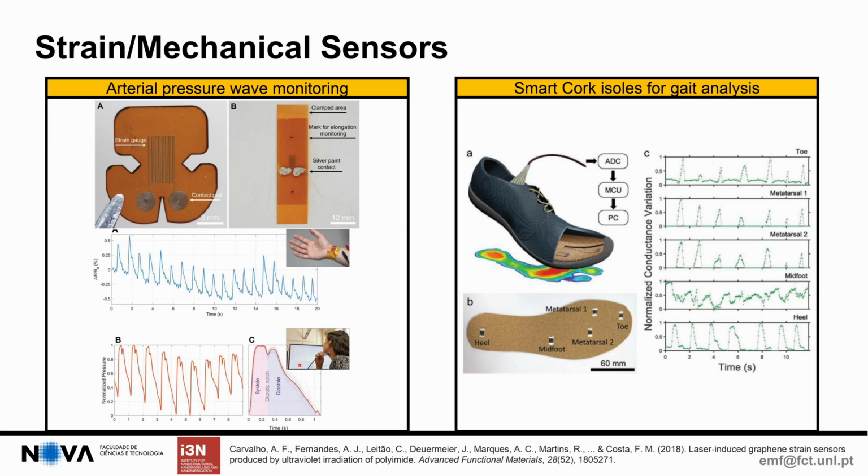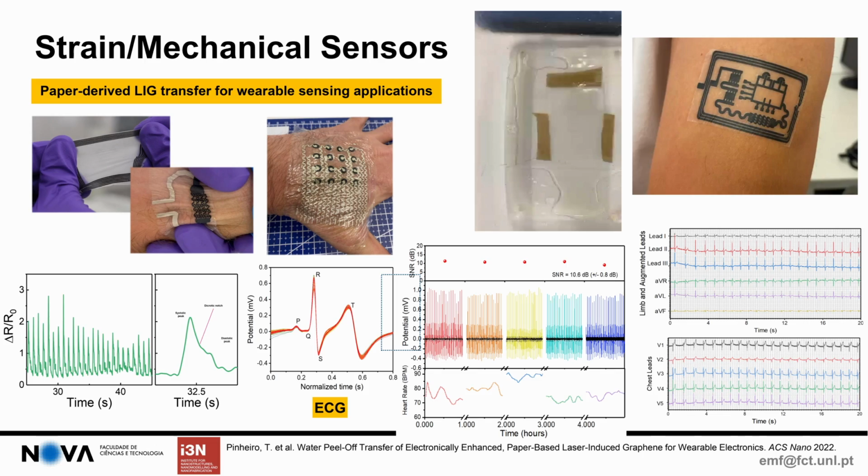Also, we developed some mechanical strain sensors, for example, for arterial pressure wave monitoring. Also on the right, pressure sensors to be used in smart cork insoles for gait analysis. Also some more strain sensors, for example, for detecting electrophysiological parameters from the human body.